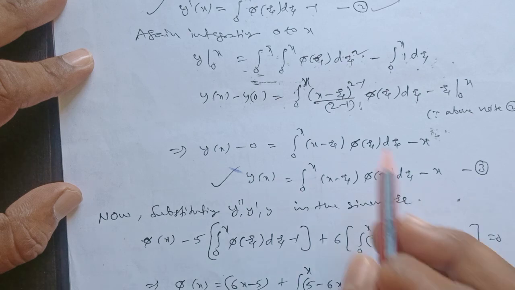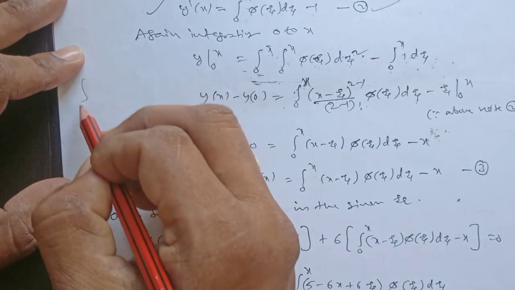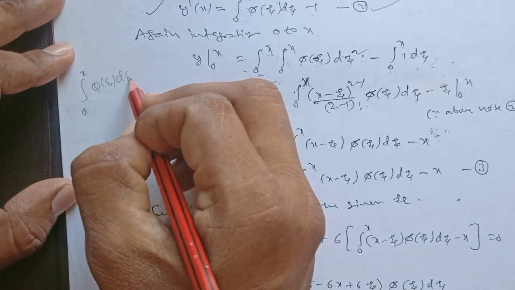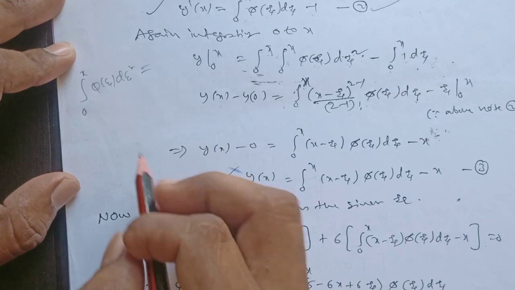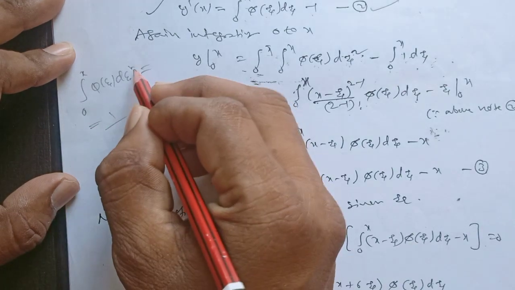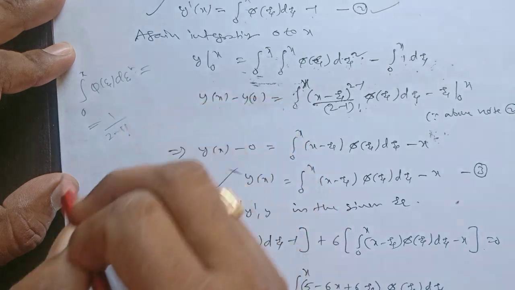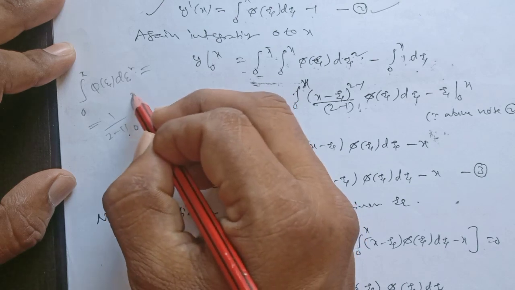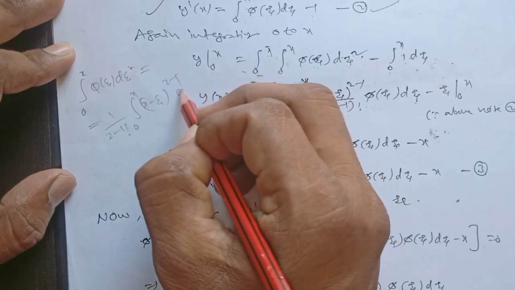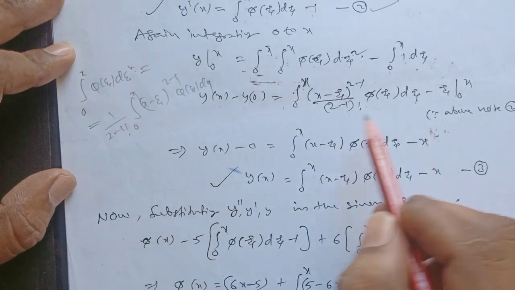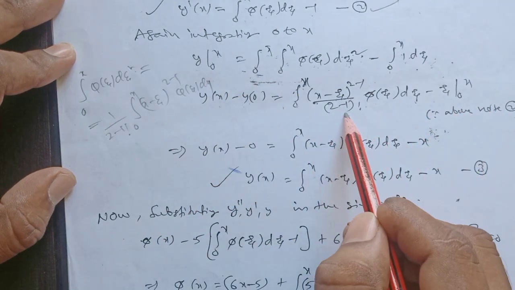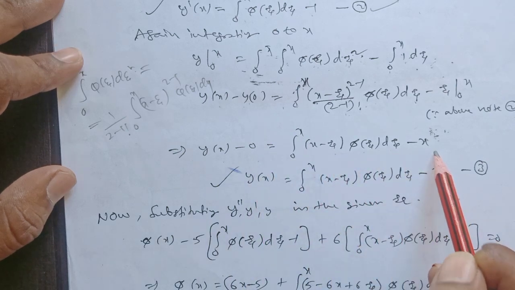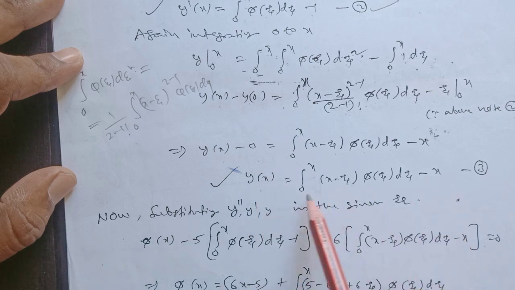In the previous concept, we write the integral 0 to x phi of xi dxi square as 1 by (n minus 1) factorial, with n equal to 2, integration of 0 to x of (x minus xi) to the power n minus 1 phi of xi dxi. Same scenario you can apply here. We get this function. So y of x minus 0 is equal to integral 0 to x of (x minus xi) into phi of xi dxi minus x. So y of x is equal to this, so this is the formula.